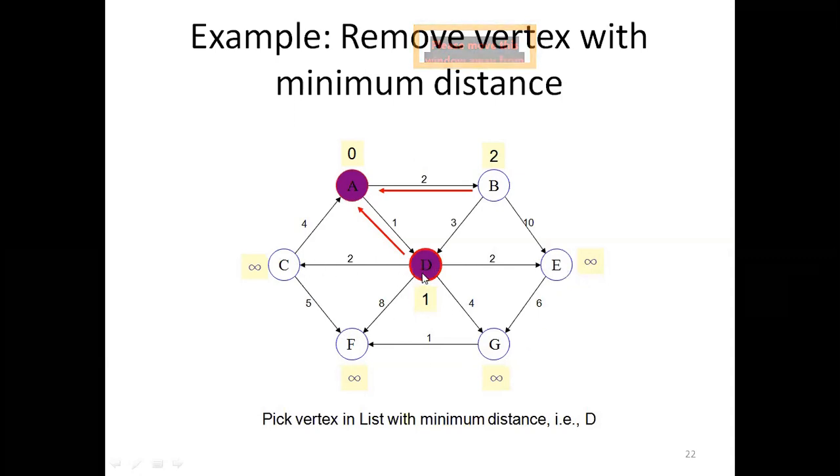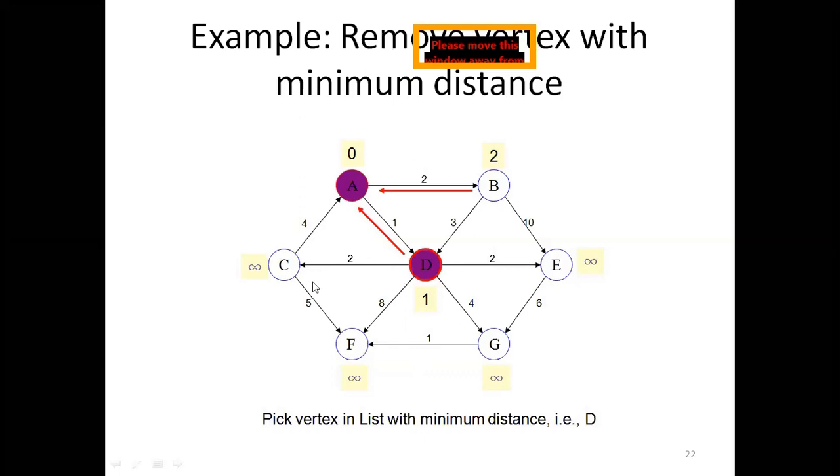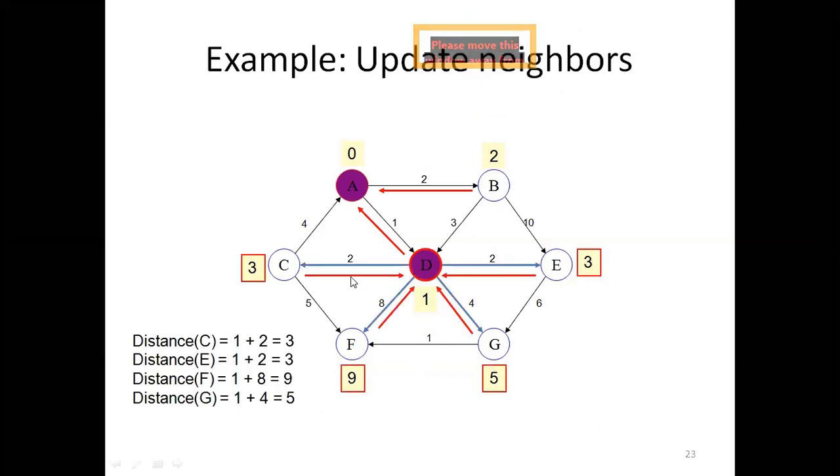Now check the value. From D to C it is 2, D to F 8, D to G 4, D to E 2. So which one costs minimum distance? When you compare, D to C is only 2, D to E is 2. So both are 2. D to C is 2, D to E is also 2.